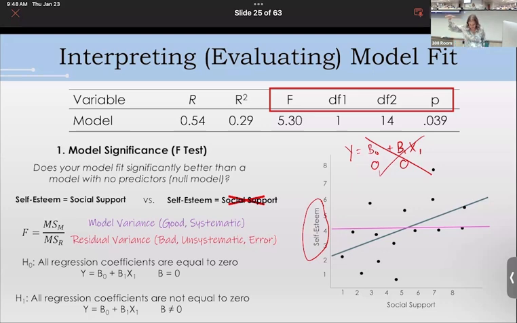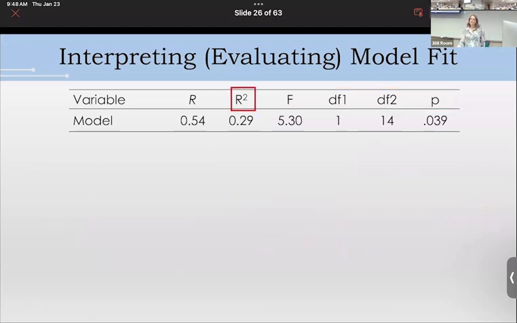Next slide. Next slide. End of this lecture. All right, let's get to the stuff that matters.